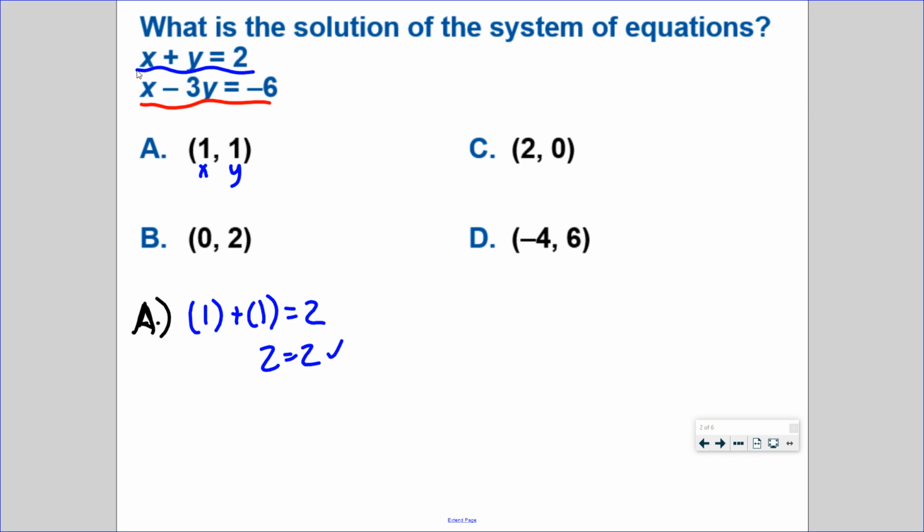Okay, so we at least know it's on the blue line. Is it on the red line? Well, here I have 1 minus 3. And I get negative 2 equals negative 6. Is that true? No. So it doesn't even lie on my second line, so therefore it can't be the solution. We need an ordered pair that's on both lines, so it can't be this one.